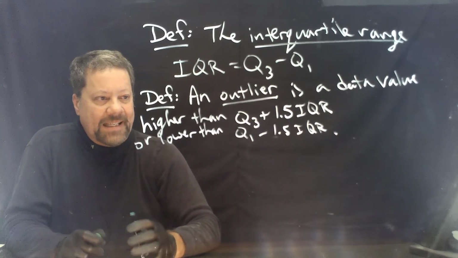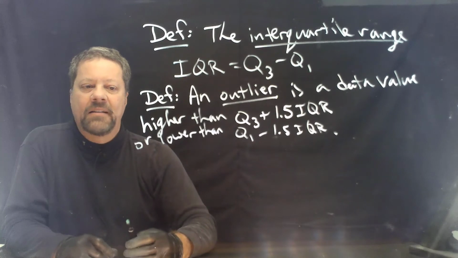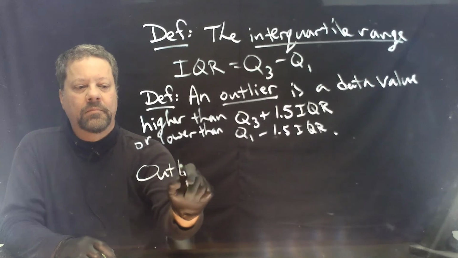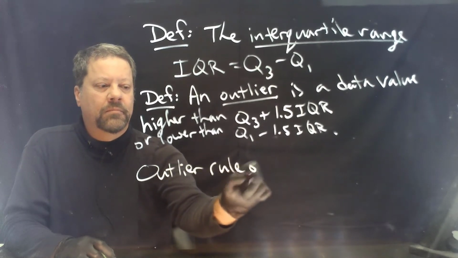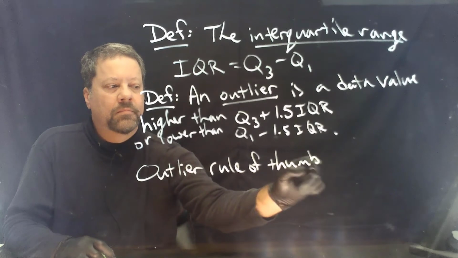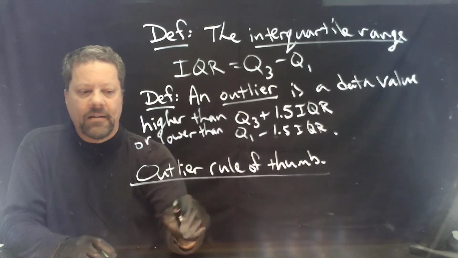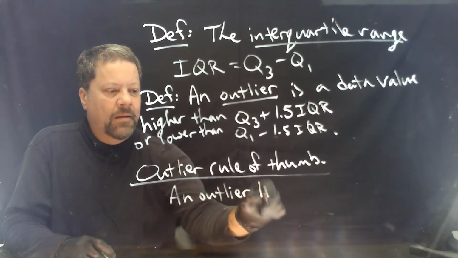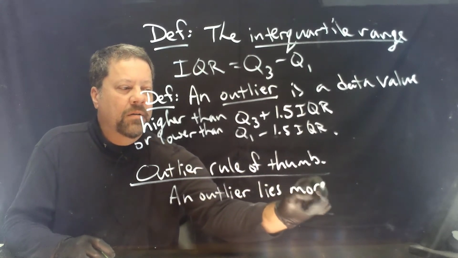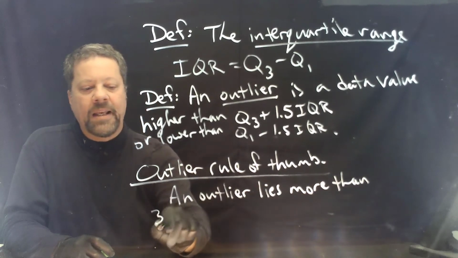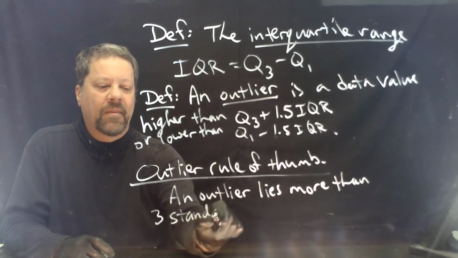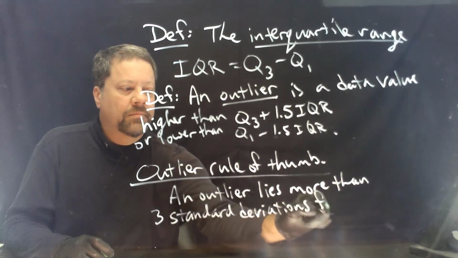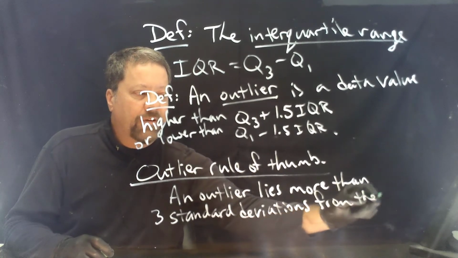Unfortunately, it's not so easy to calculate these quartiles all the time. So there's a rule of thumb for an outlier: a data value that lies more than 3 standard deviations from the mean.